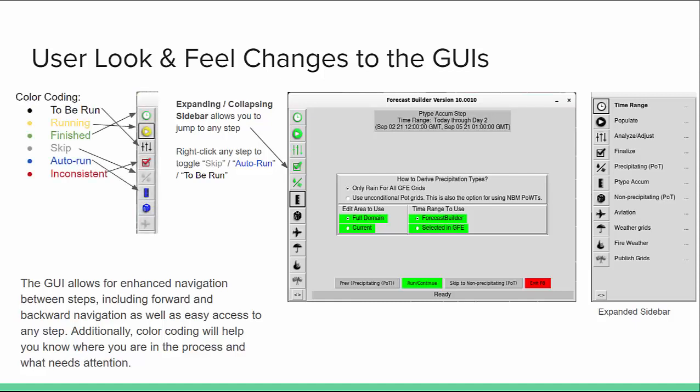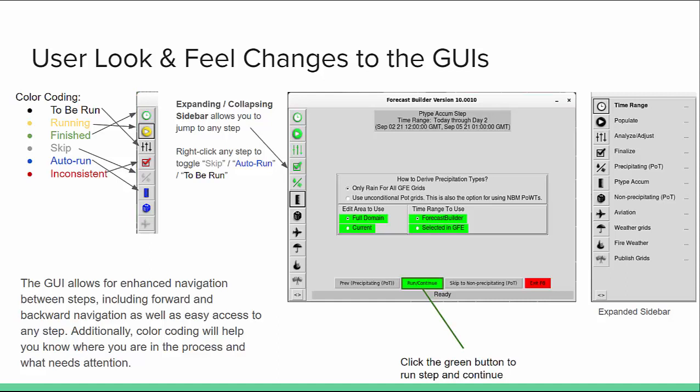And each of these is color coded too. So you can actually see where you are in the process, if any of them are set to auto-run, and if any one of them is inconsistent. I should note, back to the auto-run, that you can configure the software for the office to auto-run a certain step too, and that's documented in the configuration instructions.